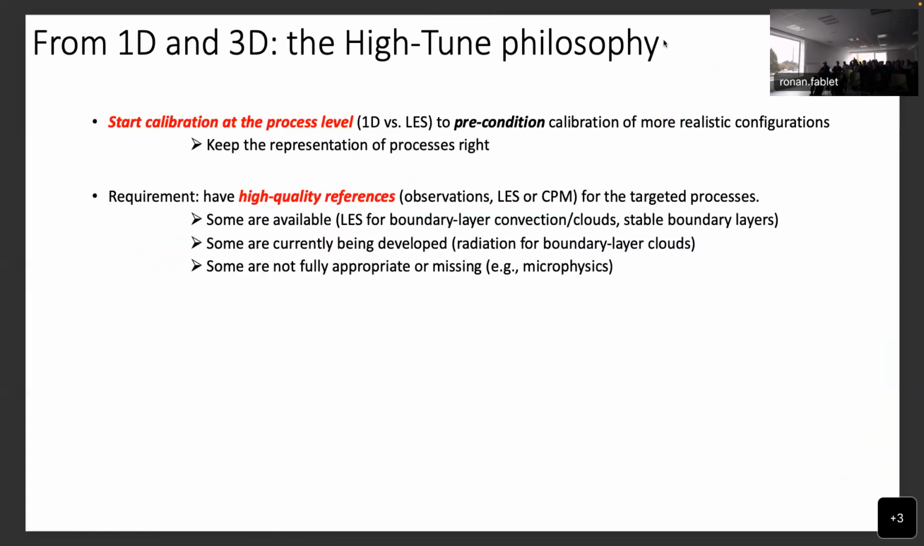So just as a form of conclusion, I have worked in 1D configuration and in 3D configuration, but of course we would like to be able to connect these two frameworks, in particular because at the 1D level we are close to the process, and we think that starting the calibration at this level is a good way to keep the process well represented while preconditioning the calibration of the full model or a more realistic configuration of the model.